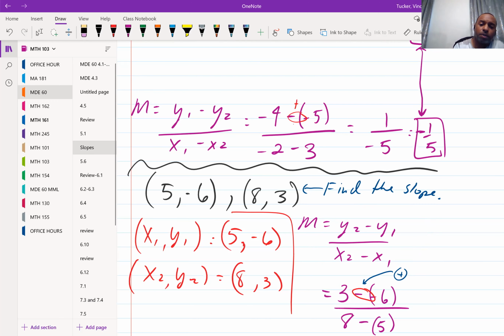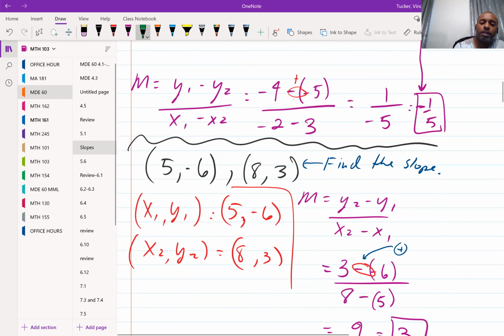So y2 is 3. y1 is -6, so that's 3 minus -6. x2 is 8. x1 is 5, so it's 8 minus 5 on the bottom. Make sure we're okay with the substitution before we go ahead and calculate.